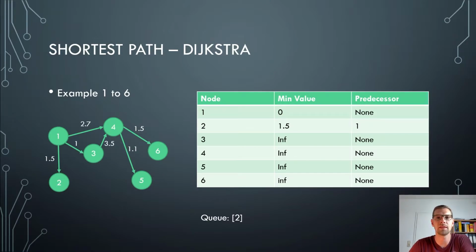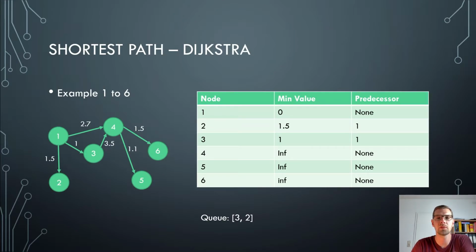Then the next child is actually the 3. The minimum value from 1 to 3 is 1, and it is smaller than infinity before, so we can put it in our table. And we write down our predecessor, and that is again 1. And then we see in our queue, we have that sorted by our minimum value already. So the 3 is the node we work on next in our algorithm.